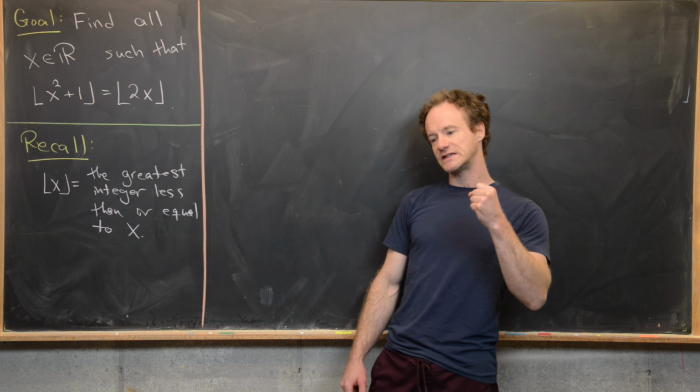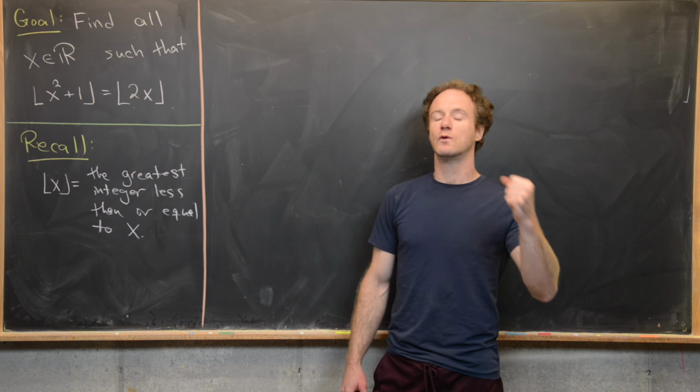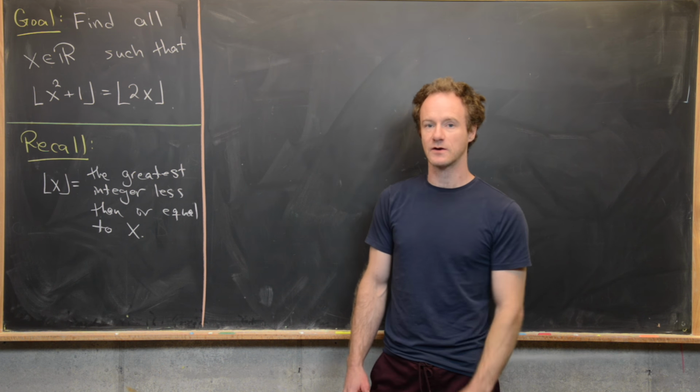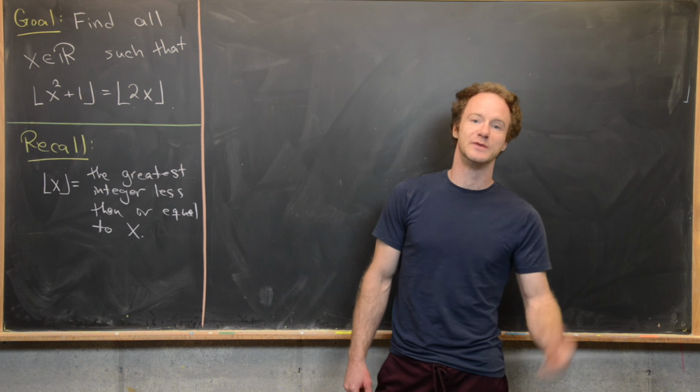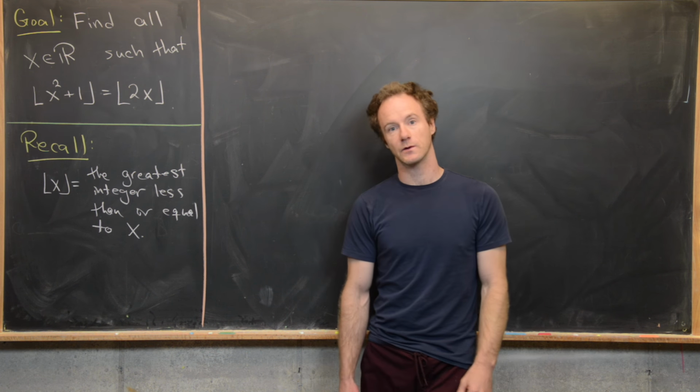The floor of 7.999 will be 7 because you have to go down. The floor of -1.5 will be -2 because you have to go down, and so on and so forth.